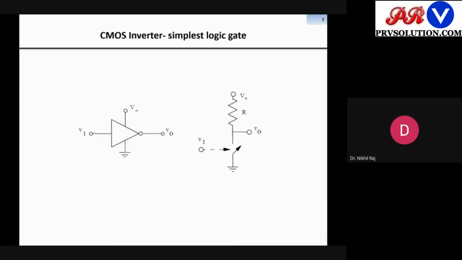So now this is a CMOS inverter, as you see, the standard symbol. And what is the truth table? The truth table says, let's say Vi is the input and Vo is the output, and V plus is the supply. If input is 0, output should be 1, and if input is 1, output should be 0. Okay, so this is the simplest inverter.